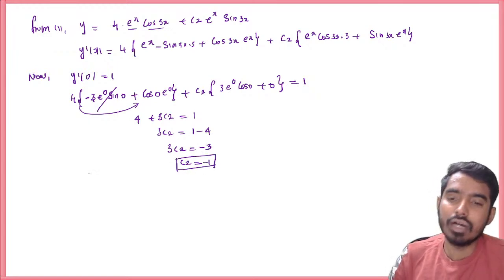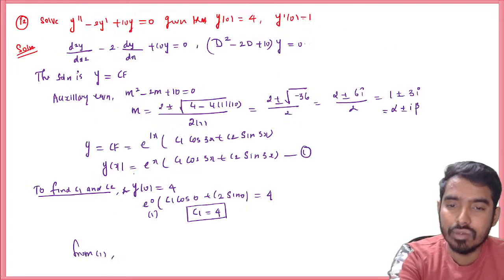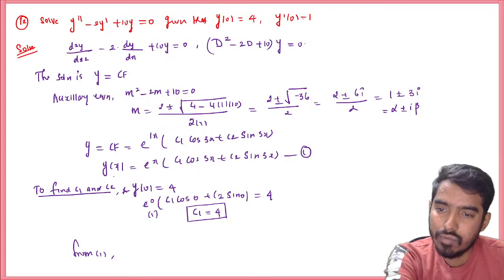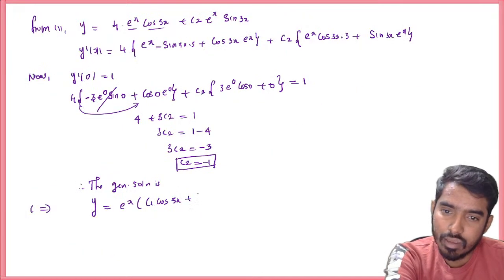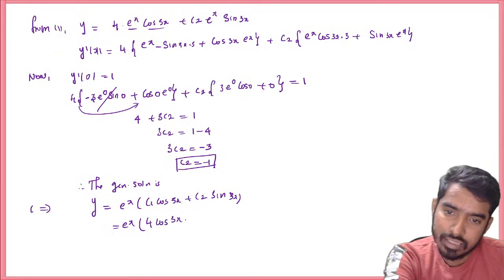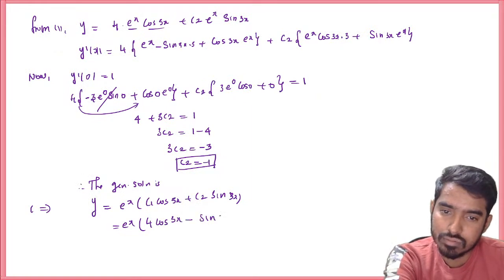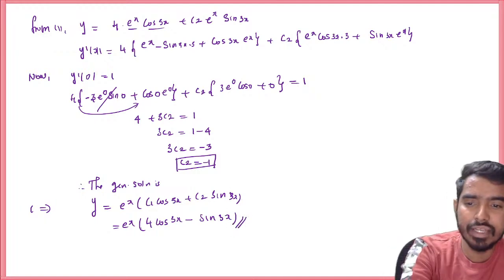So we have found the two constants. Therefore, the general solution is, from 1, we have y is equal to e power x (c1 cos 3x plus c2 sin 3x). So e power x, c1 is 4, so 4 times cos 3x, c2 is minus 1, sin 3x. This is the required solution, right? You can check it out, right?